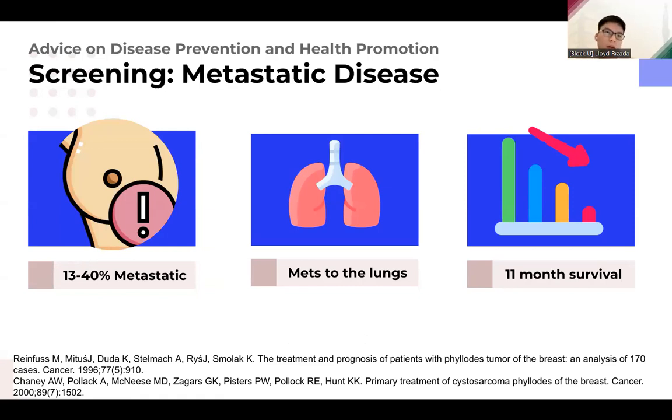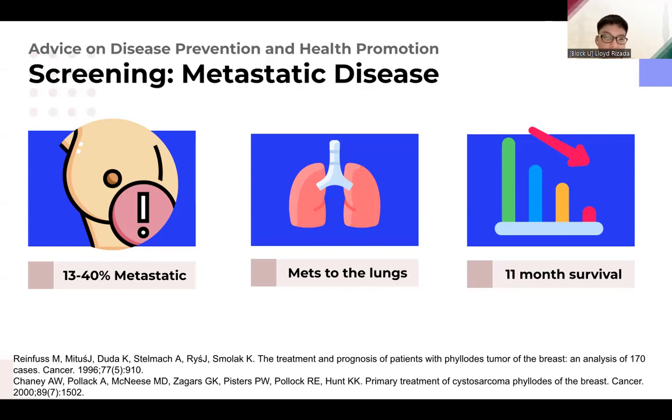We should perform close surveillance for metastasis because it is possible in patients with Phyllodes tumor. So here's some information about metastatic disease in Phyllodes tumor. Metastatic disease has been reported in 13 to 40% of patients with Phyllodes tumors. This is from an international review. Phyllodes tumor metastasizes most often to the lungs, and tumors that metastasize are typically large, greater than 5 centimeters, or have malignant histologic features. And the mean overall survival is approximately 11 months in patients who develop metastatic disease.